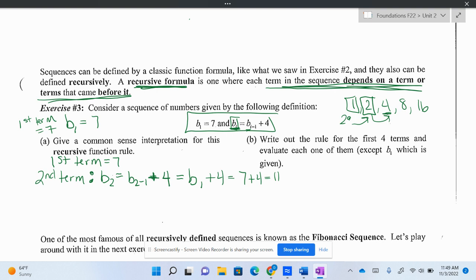Okay, hang on. Let's do it again. Let's find b to the 3. So that's the third term. Third term. Listen, which is b to 3.